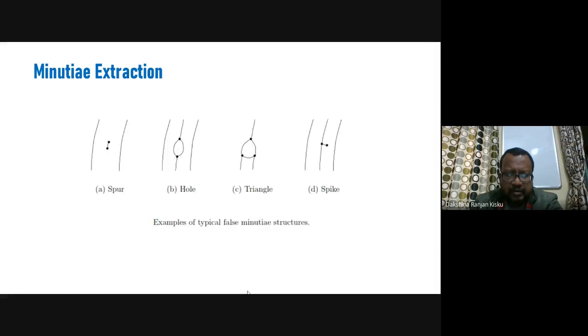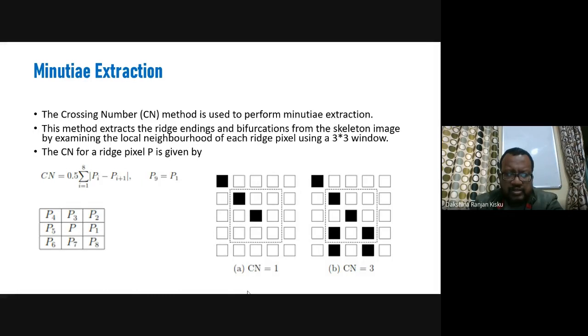Now after removing the false minutiae points or false minutiae structures from the fingerprint image, we need to extract the legitimate or valid minutiae points. There is a method called the crossing number method, which can be used to perform minutiae extraction. In the minutiae extraction, we will consider only two different types of points. One is the ridge ending, another is the ridge bifurcation. Now we can employ this crossing number method to extract the ridge endings and bifurcations from the thin image or skeleton image by examining the local neighborhood of each ridge pixel using a 3x3 window.